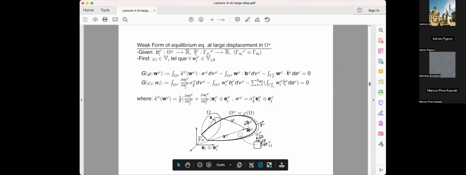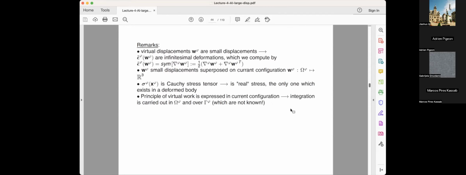Well, to go back to the initial configuration where you might know at least the configuration, and you get the corresponding picture of this true or Cauchy stress, in the process of transforming my weak form or equilibrium equation to the initial configuration. So how is it done? Well, the same transformation that we just followed.